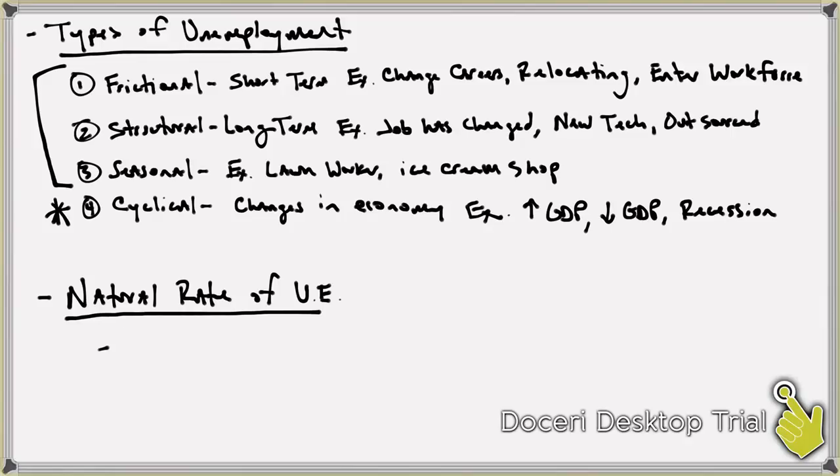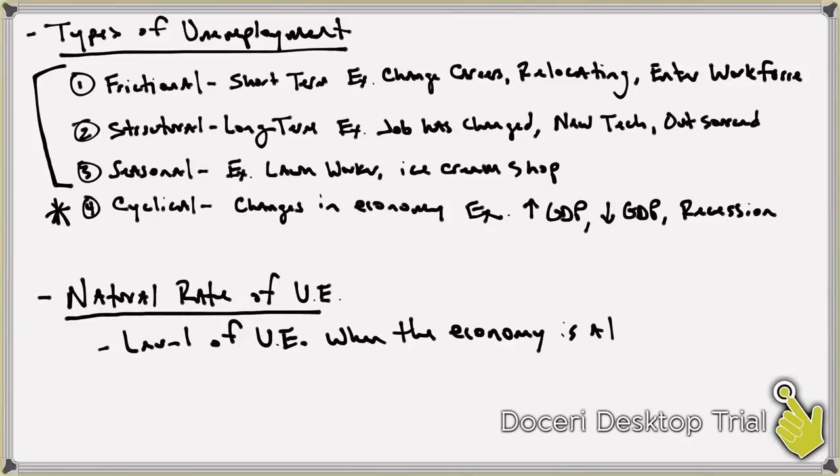So let's jot this down. Let's say it's the level of unemployment when the economy is at potential. And typically, what we're going to say is that that natural rate of unemployment by percentage is usually equal to 4 to 6%, in that range. And we also refer to the natural rate of unemployment as also known as full employment.